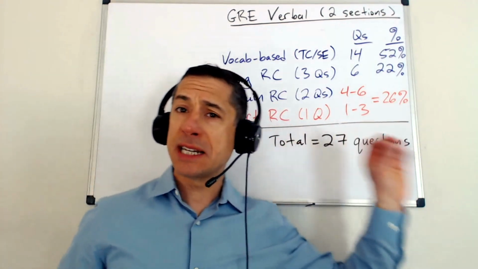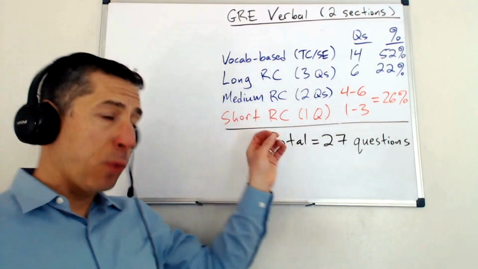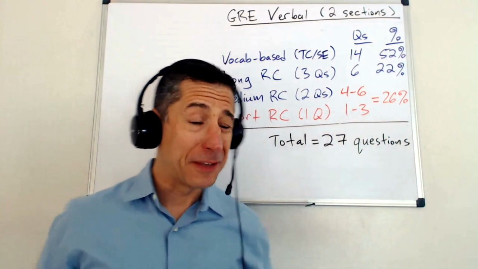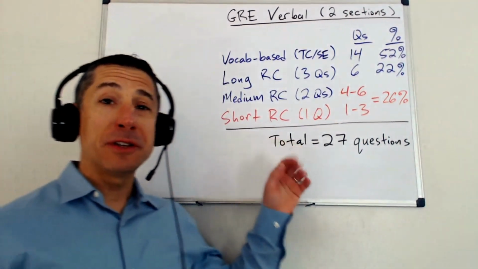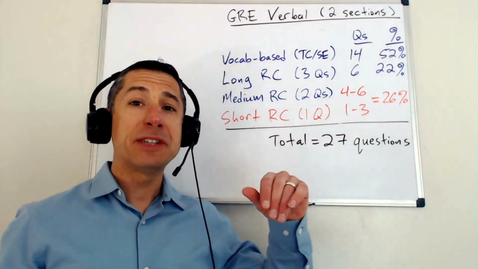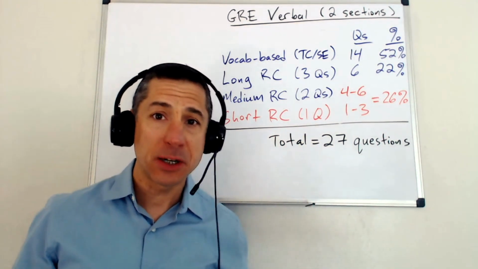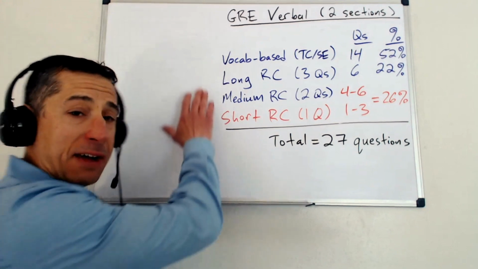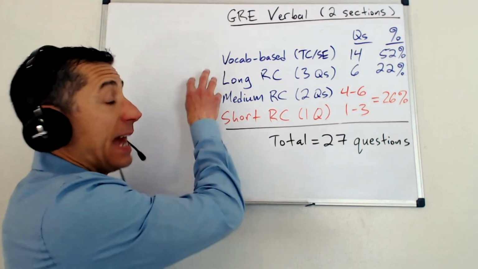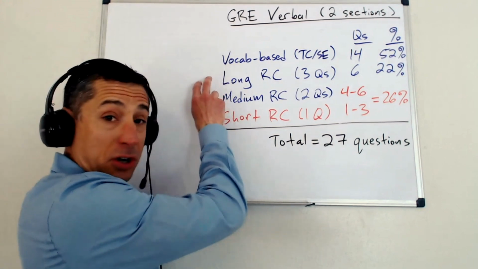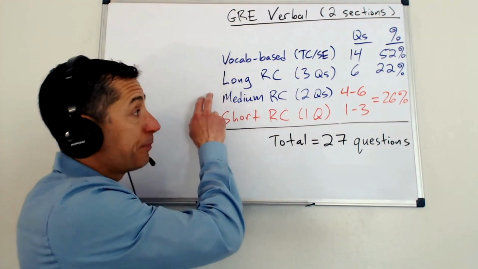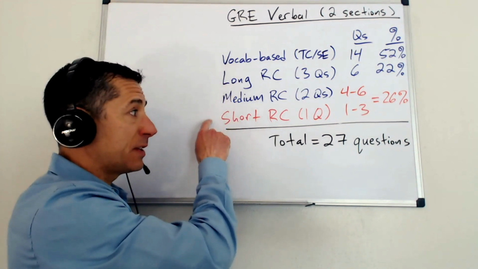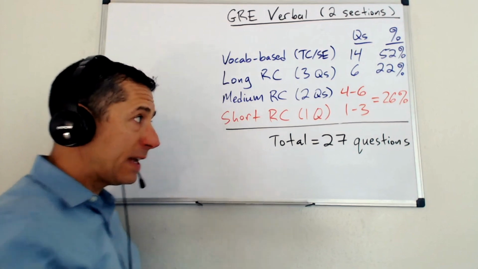I want to make sure you use your study time wisely and understand how important or not important these are on the GRE verbal section. If you're new to the GRE, first verbal section, 12 questions. Second verbal section, 15 questions, total of 27. About half of those questions are going to be vocab-based. About half are going to be reading comprehension. Now, your reading comprehension is going to be either longer passages, 3 questions each, mid-length passages with 2 questions each, or these short guys that we're concerned with today with 1 question.